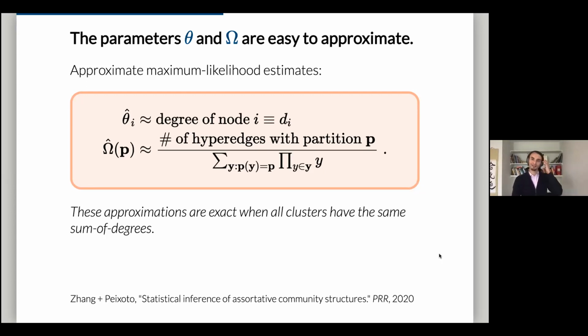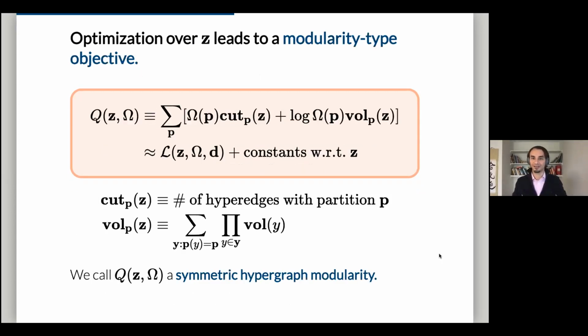Of course, estimating the parameters theta and omega isn't really the hard part here. The hard part is optimizing over the label vector z. And this is where we come to a modularity type objective. So the big reveal here is that we can approximate the log likelihood, again, by first some terms that are constant with respect to the label vector, so we don't have to worry about them.